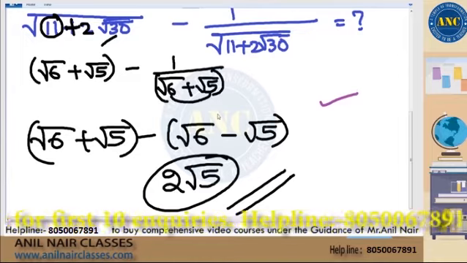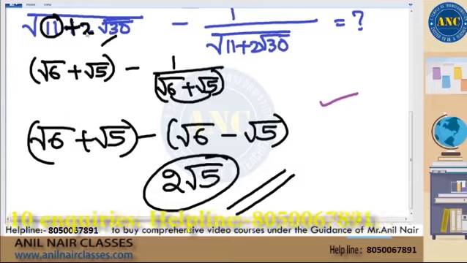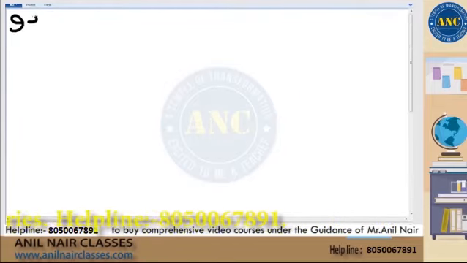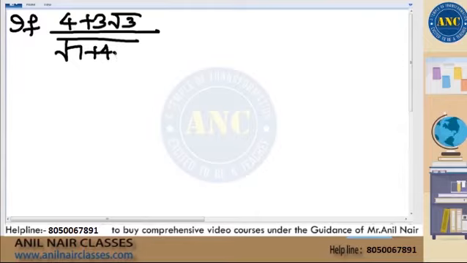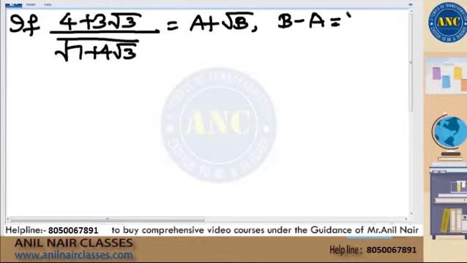Your question is, if (4 plus 3 root 3) divided by the square root of (7 plus 4 root 3) is equal to a plus root b, find the value of b minus a. Very good question. Looking into the question, my students should not feel that it's a difficult question, but should feel, wow, it's a very easy question. I'm lucky to get this question in the examination.